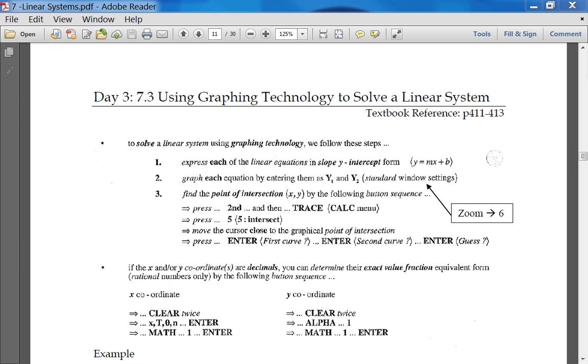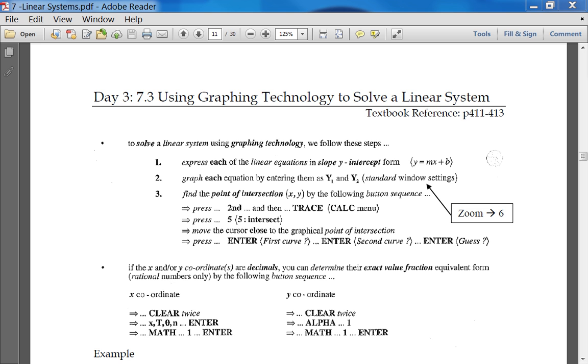Okay, so please be reading as we go along here. It says graph each equation by entering them as y1 and y2 in the standard window setting. So you're looking for this button on the top left of your calculator, y equals. This standard window setting, you can make sure you have that by pressing zoom 6. So hit the zoom button, which is up in the middle at the top of the calculator, and then hit the number 6. That just puts it in the standard window.